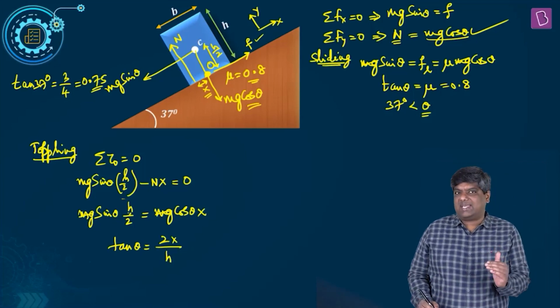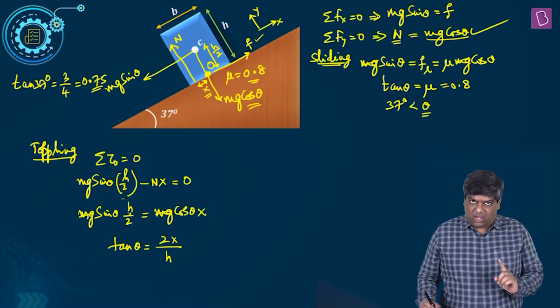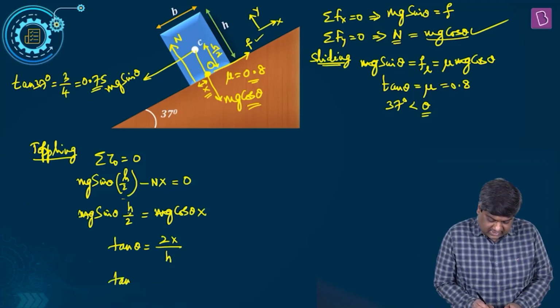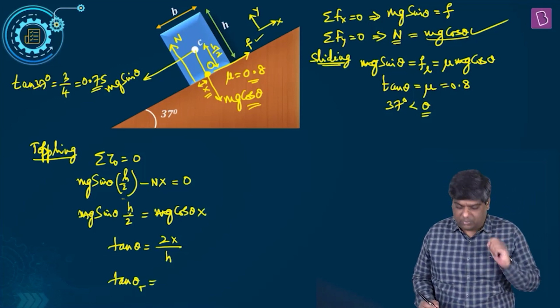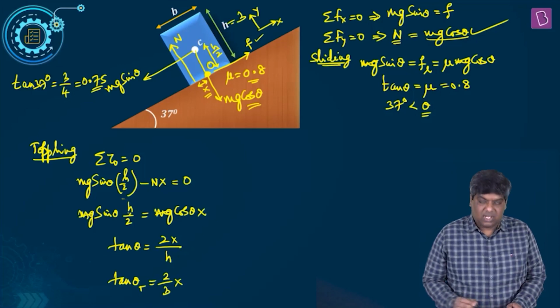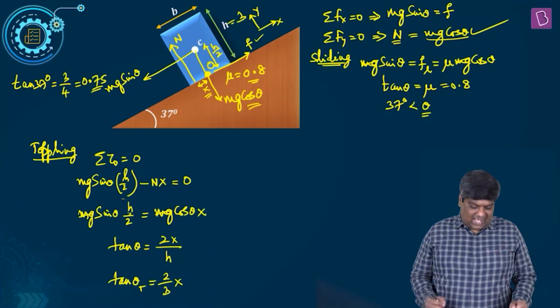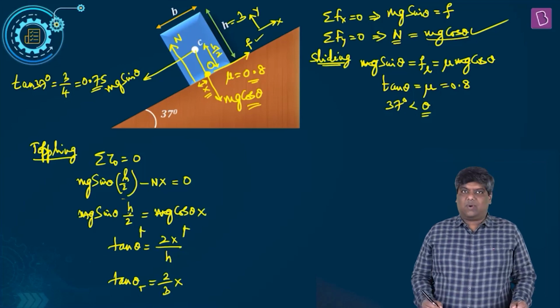Now what is the maximum angle for which toppling will happen? If I call that angle theta t, theta t is the maximum angle for which toppling will happen. That will be equal to tan theta t equals 2 by h, h is given to be 3 here, into x max. Right? As x increases, tan theta keeps on increasing, isn't it? That's the logic. So what is x max?